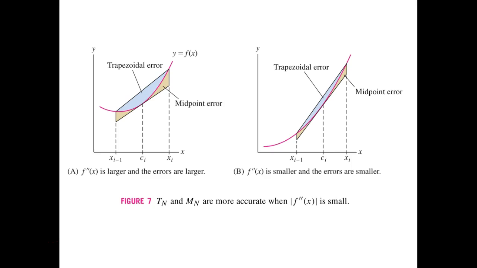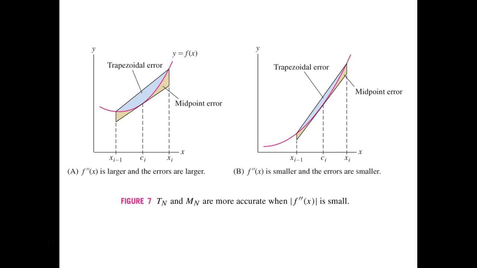Here we're still concave up, but now it's a lot flatter. Now your trapezoid overshoots and your midpoint undershoots, but again, the trapezoid error seems larger, which it is. It's typically twice as large, okay?